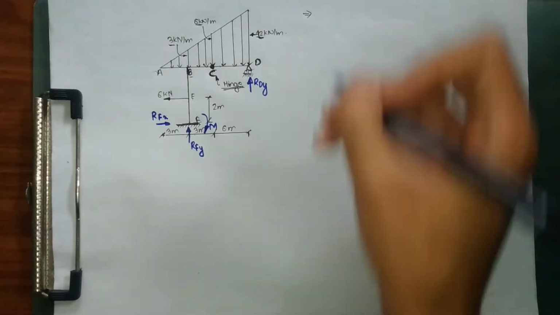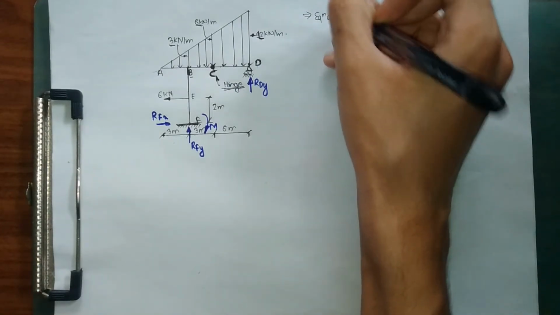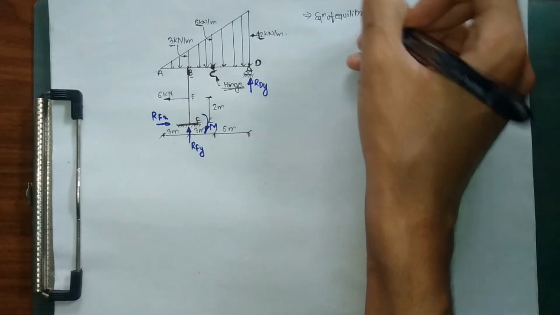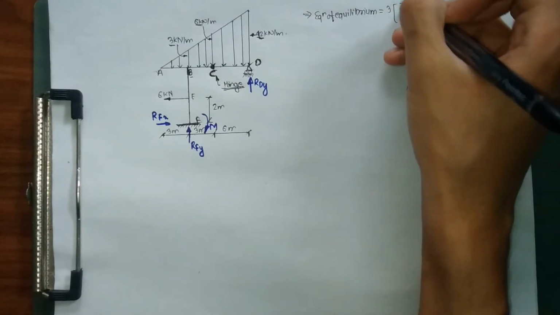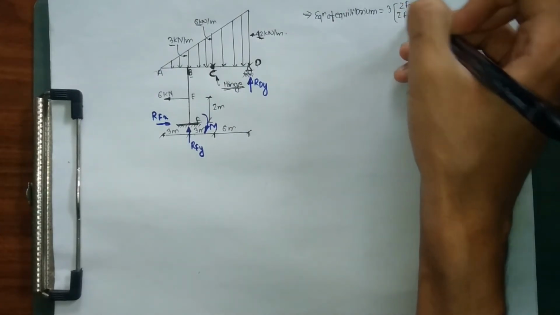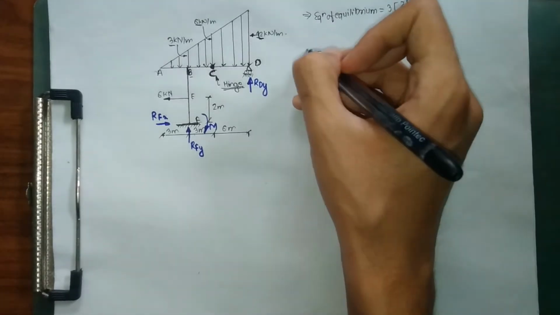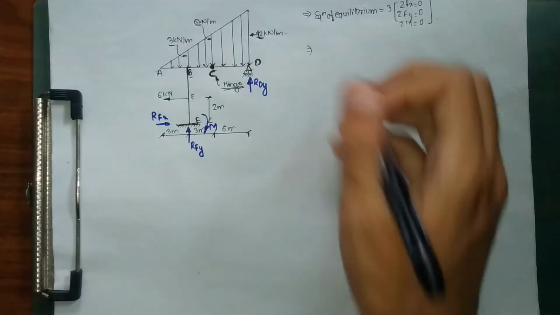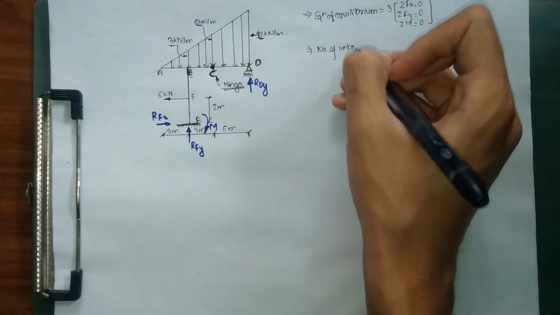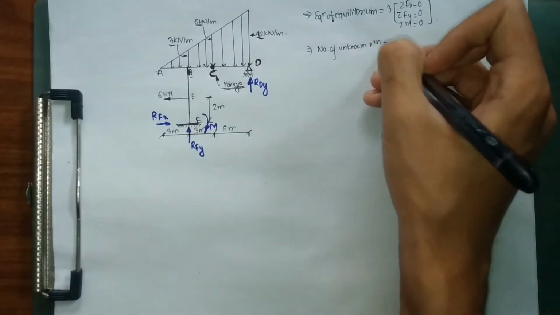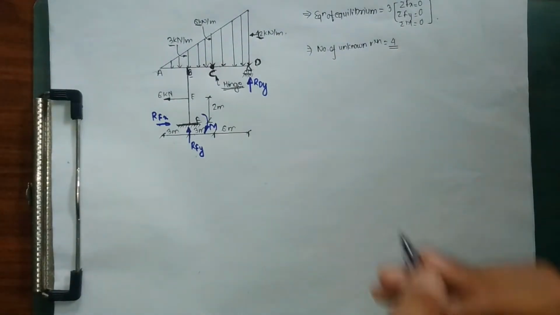Talking about this problem, we have equations of equilibrium. For any frame analysis, we have three equations of equilibrium: ΣFX equals 0, ΣFY equals 0, and ΣM equals 0. These are our available equations of equilibrium. And now we have the number of unknown reactions: 1, 2, 3, 4. So we have four unknown reactions.